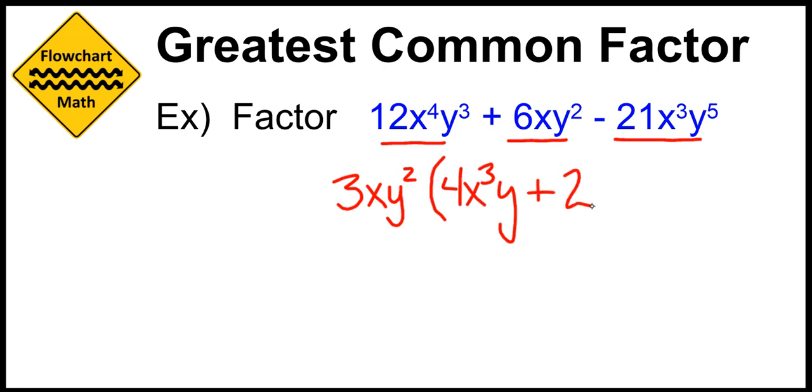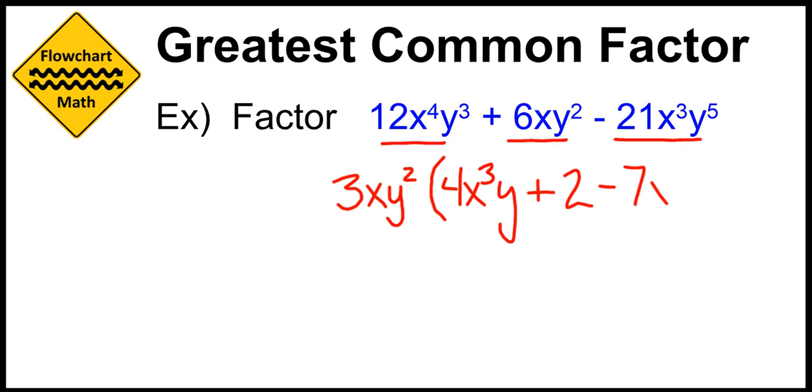3 times 2 would give me 6. X times, well, we don't need to multiply that x because it's already x. And same thing with y squared. Y squared times whatever we have is going to get me back to y squared. So I'm good there with the 2. 3x y squared times 2 would get me back to 6xy squared. Put in the minus. 3 times 7 would get me to the 21.